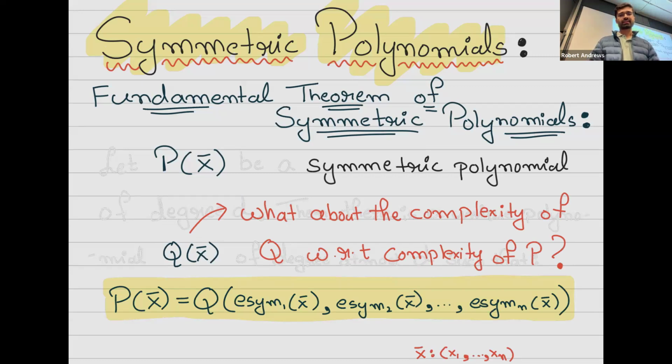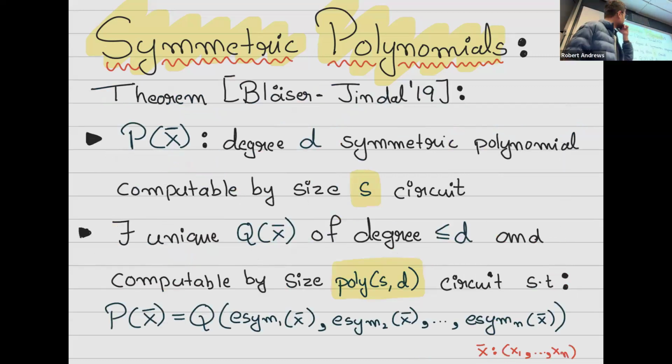And this was a result where we can say something very interesting. A result of Blaser-Jindal says this. The setting is the same, just that P(X) now is a symmetric polynomial and it's computable by, let's say, a circuit of size S. Then Q can be computed by a circuit of size poly(S, D). Good question. Blaser-Jindal doesn't say anything about the depth, but regardless of the depth, this is still an interesting statement, right?